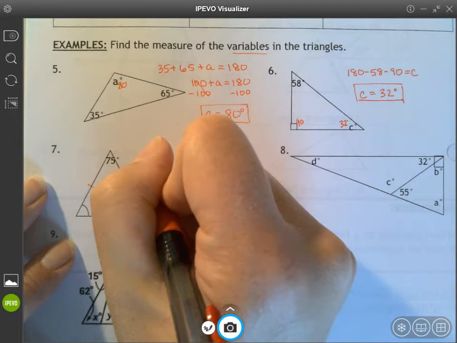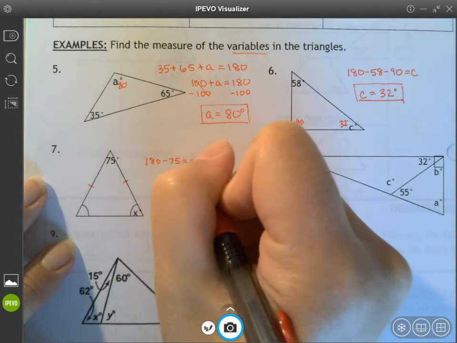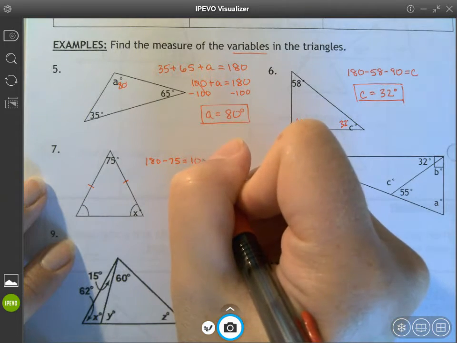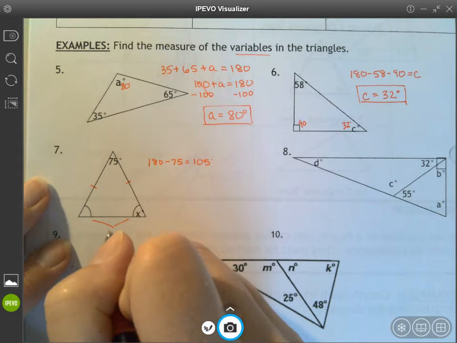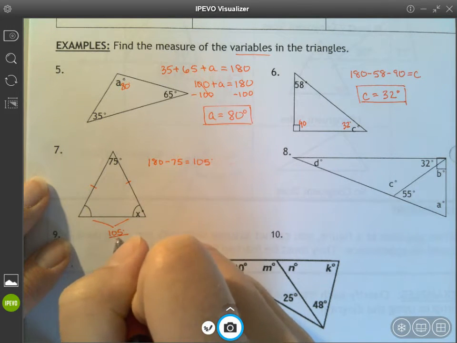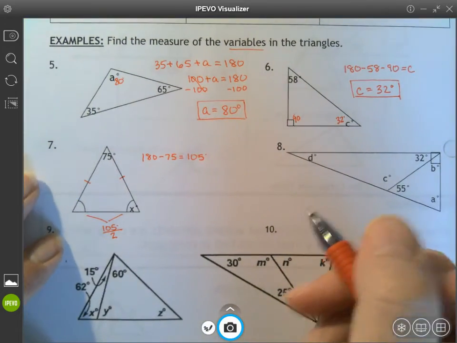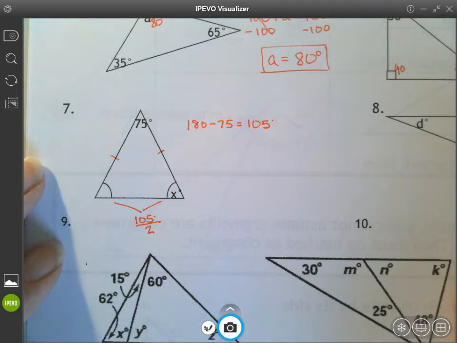Here's what I know. If I take 180 and I take away the 75, that leaves me 105. Okay, these two angles together add up to 105. So wouldn't I take 105 and divide by 2? So that's one way I can do it. I can zoom in on this. What's 105 divided by 2?